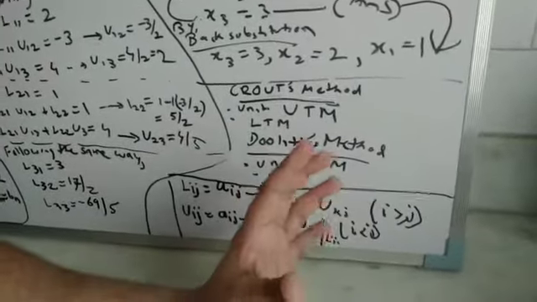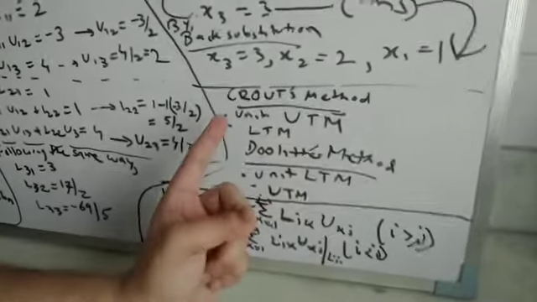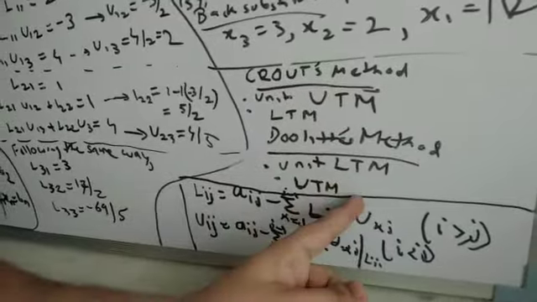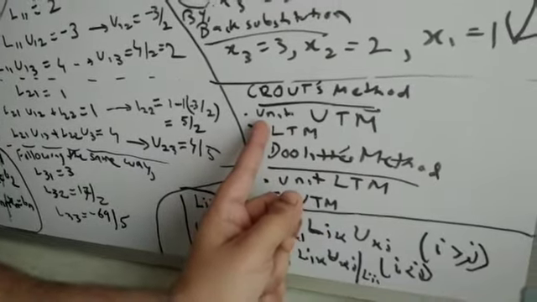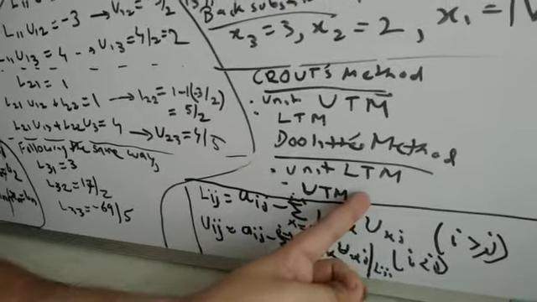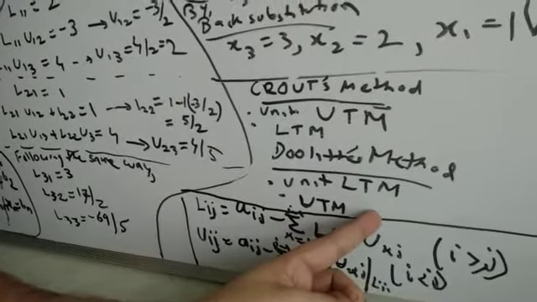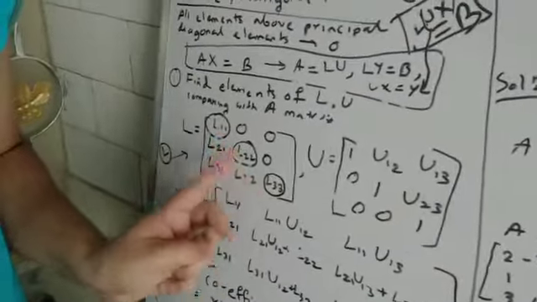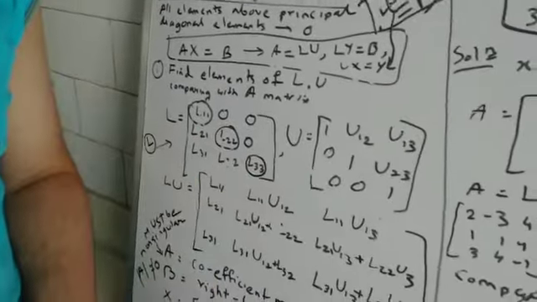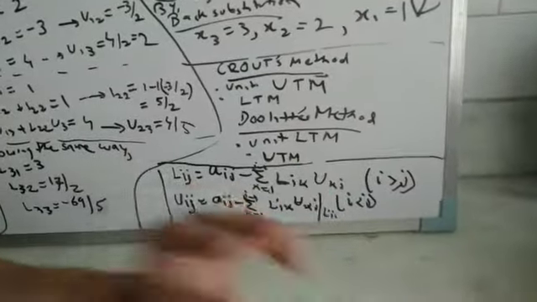Doolittle's method is basically the opposite case. Here the UTM should be normal, and the LTM should be unit. That means for this LTM, the diagonal elements should be 1, 1, 1, and other things will remain the same. That's why I am taking a unit LTM. Unit means the diagonal elements are 1.